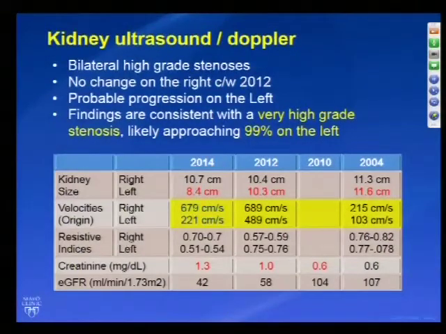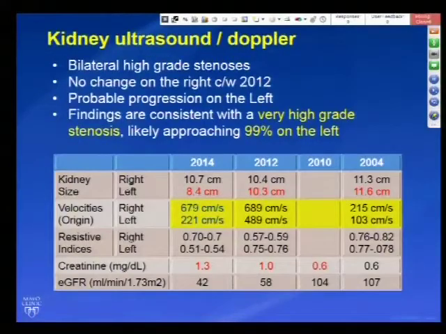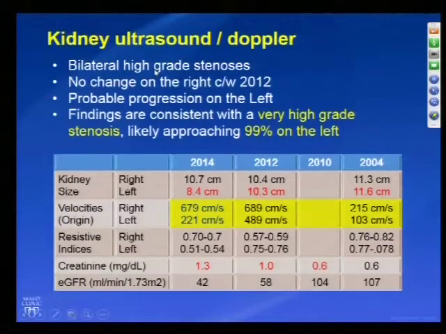So going back to our case, this patient underwent an ultrasound Doppler, and she had multiple ones done over the years. This showed a bilateral high-grade stenosis without any change on the right compared to the prior ultrasound from 2012, and probably progression on the left. Actually, that's one of the most dramatic reports I've read, because the radiologist called me and said there is a very high-grade stenosis approaching 99% on the left. So basically, there's no flow to the left kidney.